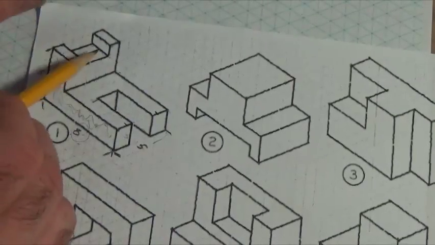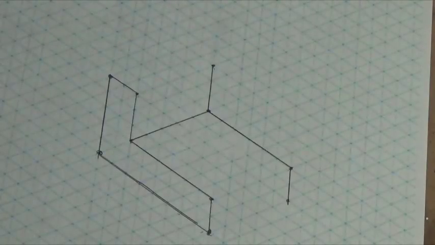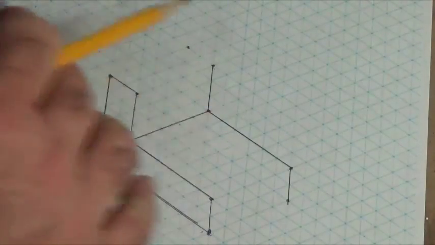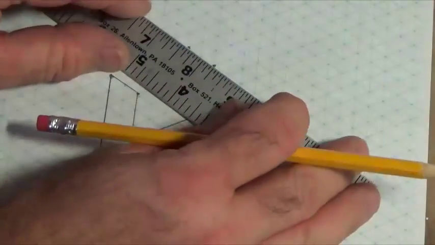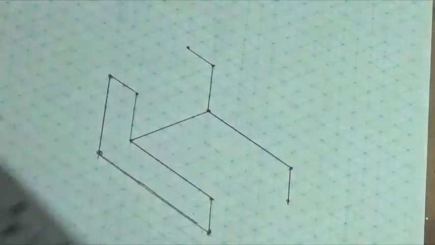Okay, so now we can also do this back top part up here. So that's over 2, 1, 2. And now we have the basic outer edges pretty much completed.